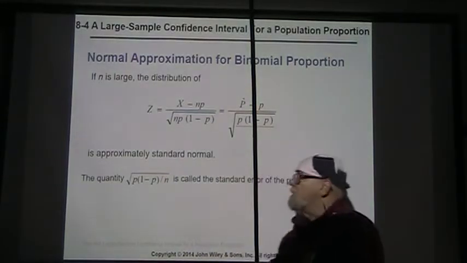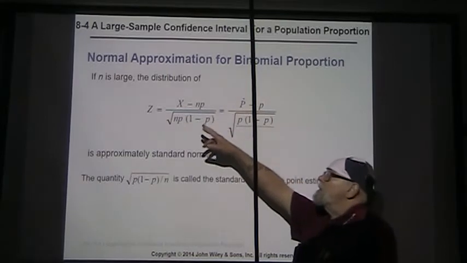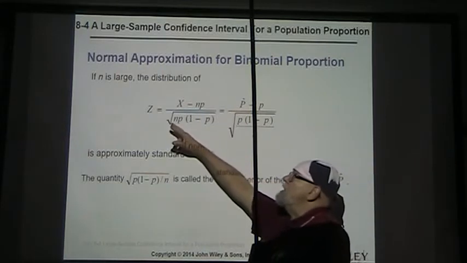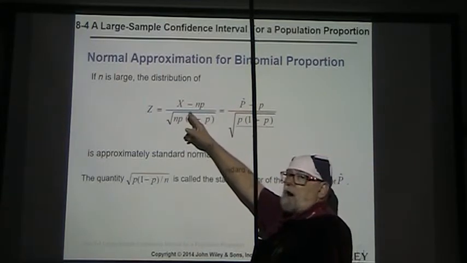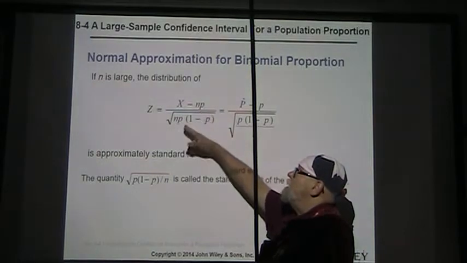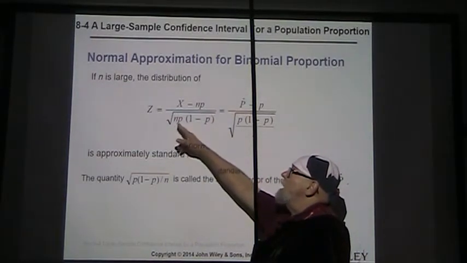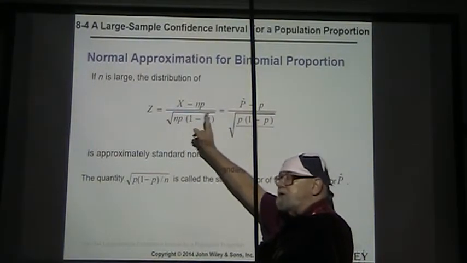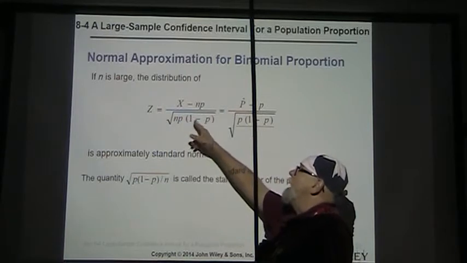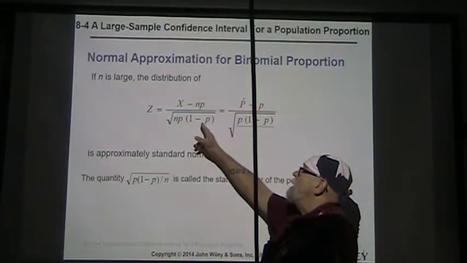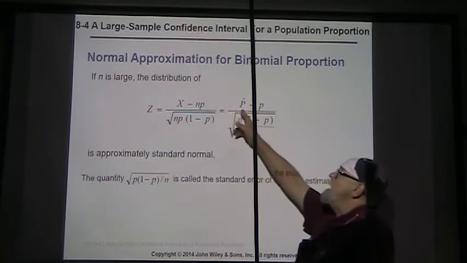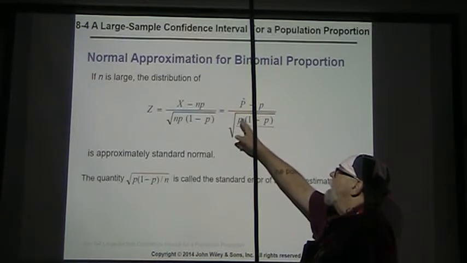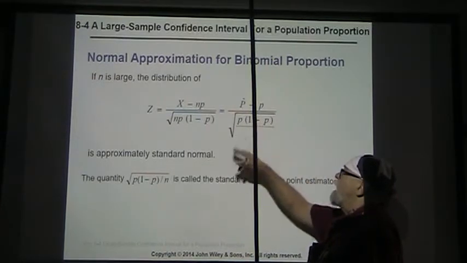All right, so if our sample size is large, the distribution z equals the quantity x minus np divided by the square root of np times 1 minus p, which is equal to p hat minus p divided by the square root of p times 1 minus p divided by n.